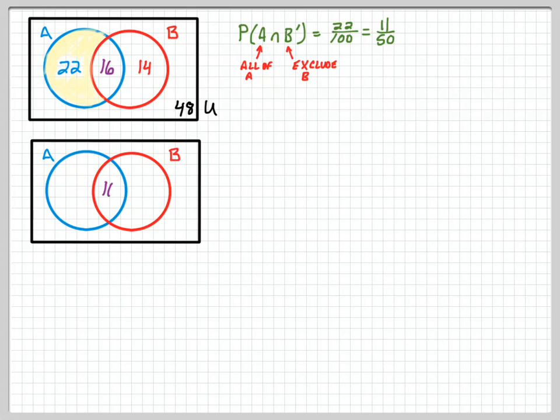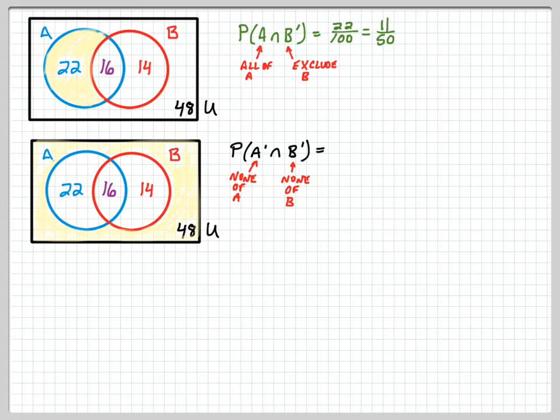All right, what if we try this again with another scenario? What if we say we've got P of not A and not B? Again, the intersection of everything that is not A and everything that is not B. Everything that's not A would be B and the outside portion, the 48. Everything that's not B would be A and the outside piece. So if we want everything that is none of A and none of B, then we're going to have just the outside piece left over. So our probability is going to be 48 out of 100, or 12 out of 25 when you simplify.